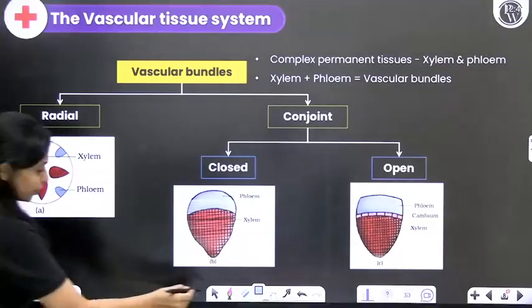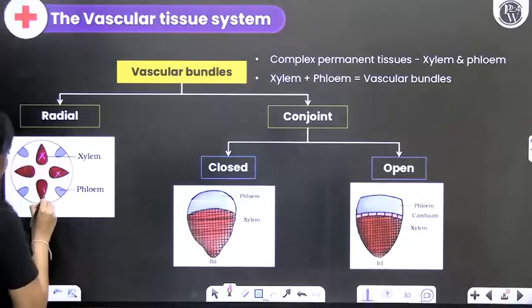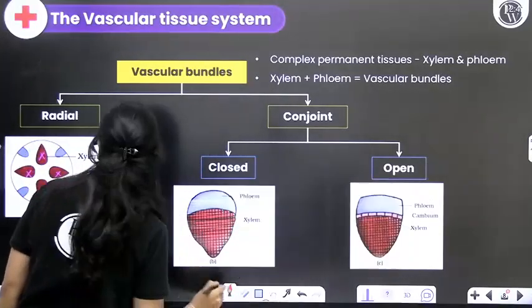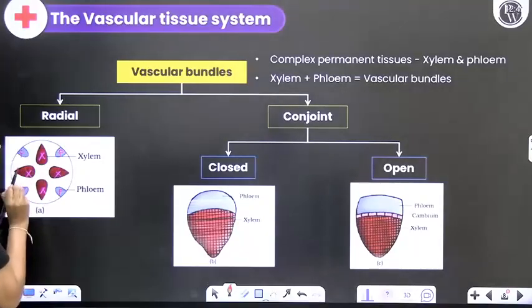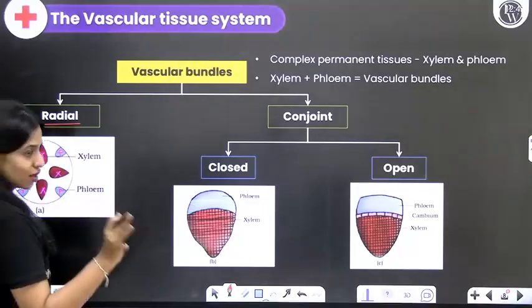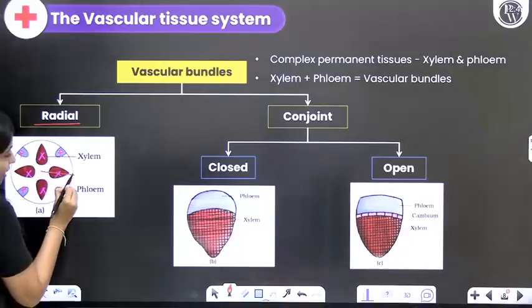So you can see over here how xylem is present here, here, here, here. And you have phloem present here, here, here, here. They are not present together in the same bundle. Why are we calling it radial? You know how the radius is for a circle, right? From the center to the circumference, that is your radius. If you look at this radius, you have xylem.